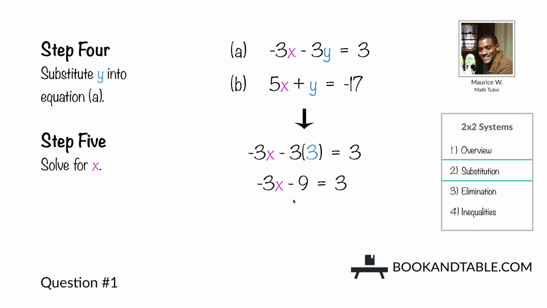We'll now add 9 to both sides to get rid of negative 9 on this side, giving us negative 3x is equal to 3 plus 9, which is 12. In order to get rid of the coefficient, negative 3, we'll divide both sides by negative 3, giving us x is equal to 12 divided by negative 3, which is negative 4. So the solution is x is negative 4 and y is positive 3.